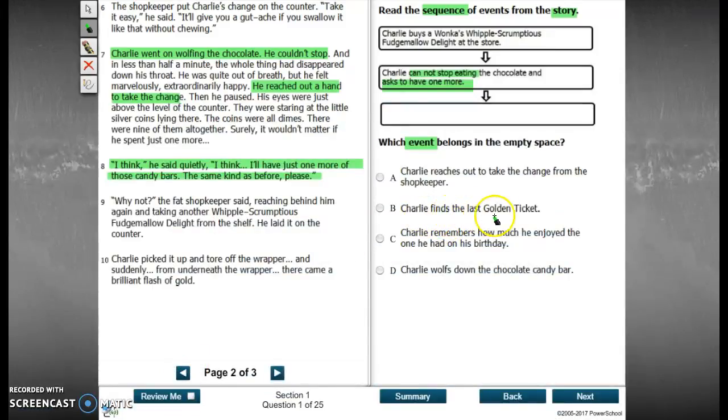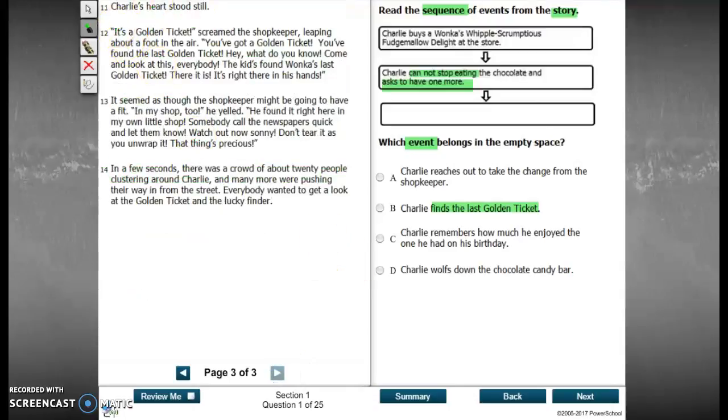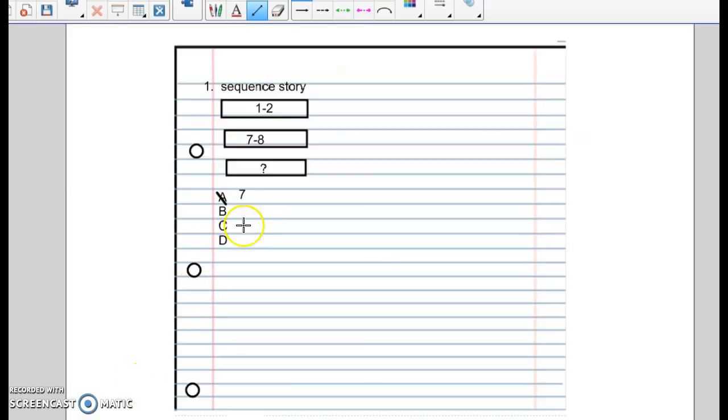B, Charlie finds the last golden ticket. That's sounding pretty good to me. Let's look for the golden ticket. He laid on the counter. Charlie picked up the bar, and suddenly from underneath the wrapper, there came a brilliant flash of gold. I wonder if that's the golden ticket. Oh, Charlie's heart stood still. It's a golden ticket. You've got a golden ticket. You've found the last golden ticket. So that is in paragraph 12. Looking pretty hopeful to me. For B, I'd give that a dash.